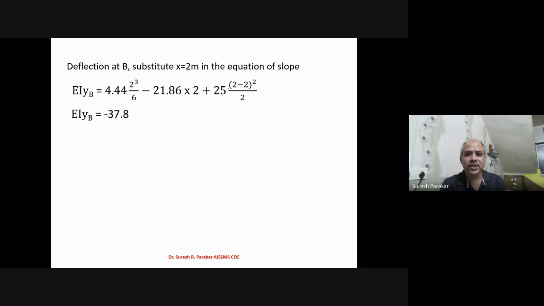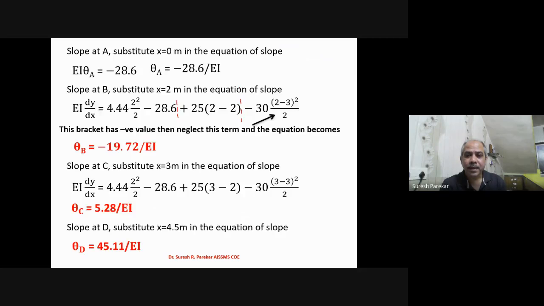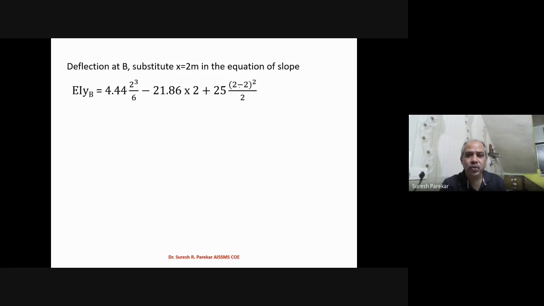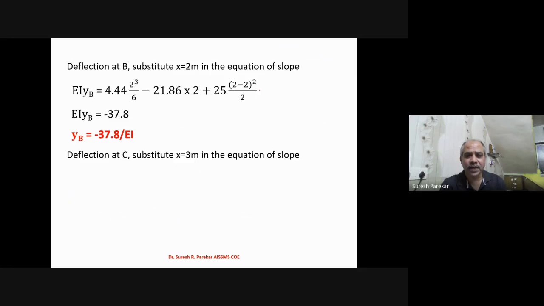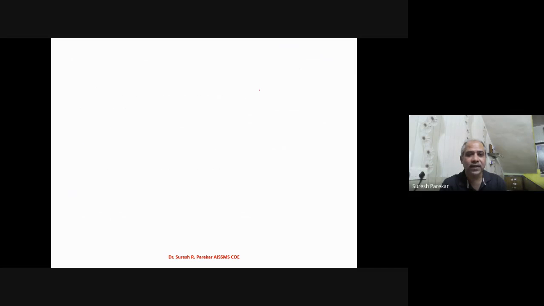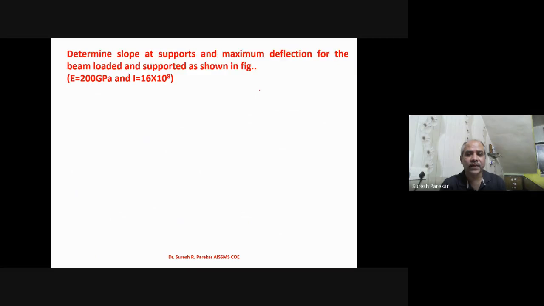Again you can see this. 2 minus 2 is 0, because at B the third term we have not considered, because that comes to 2 minus 3, minus 1, so we have neglected it. And then we have minus 37.8 upon EI, that is in the downward direction, at x equal to 3. Then that also we have not considered the third term, because 3 minus 3 becomes 0, so there is no need to consider it. And likewise I will get the value of yC as 0.